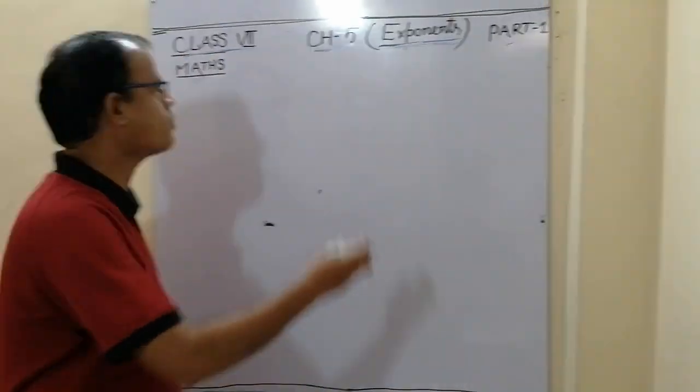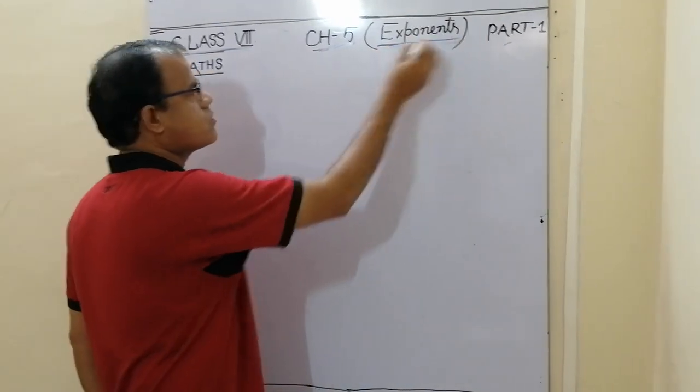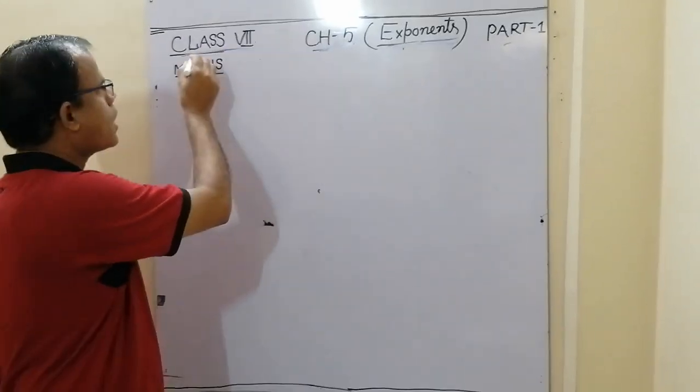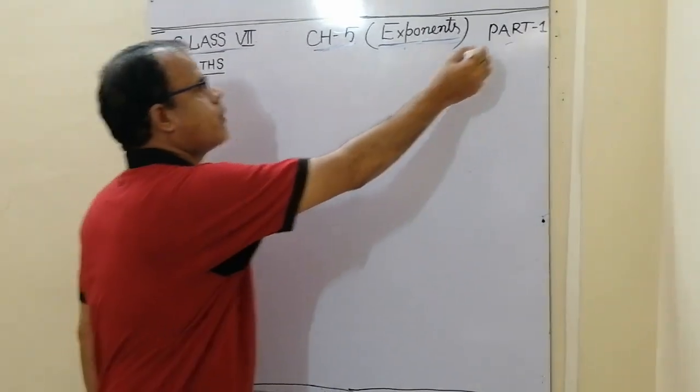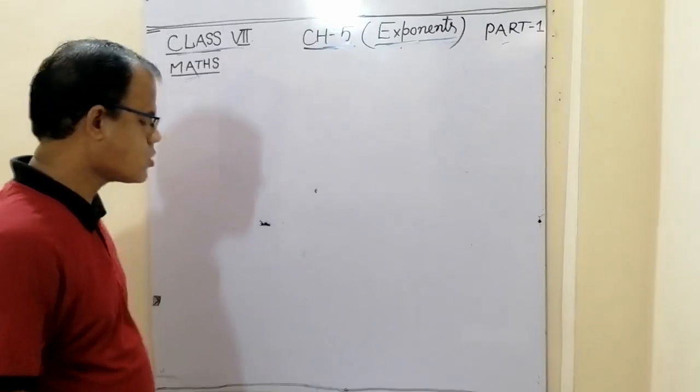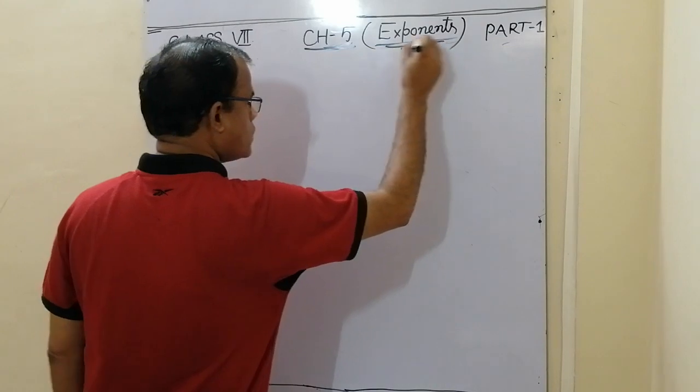Today we are going to start a new chapter. The name of the chapter is Exponents, chapter 5 of class 7 maths part 1. Yes students, so what is exponents?